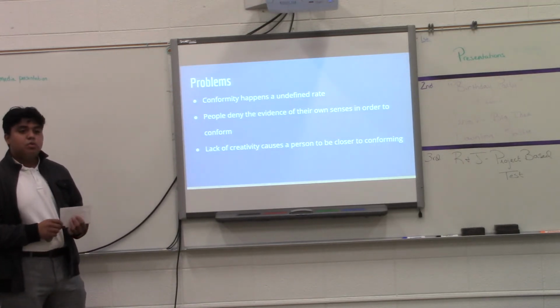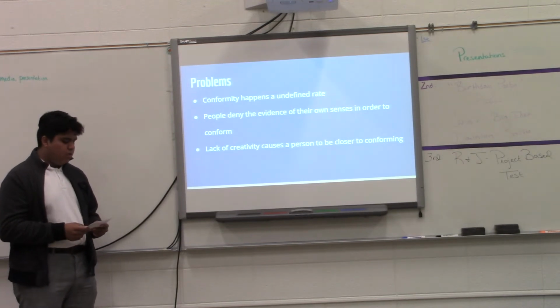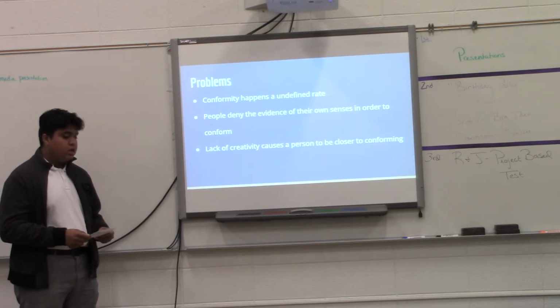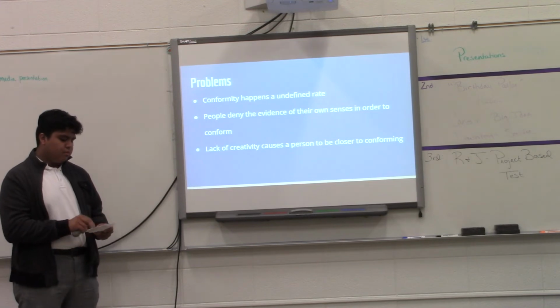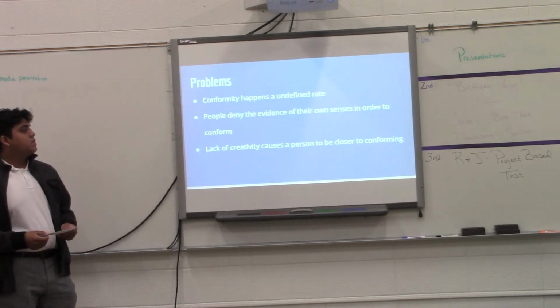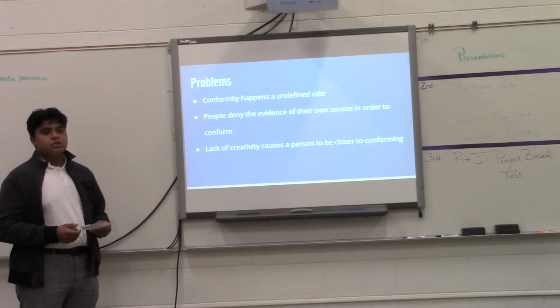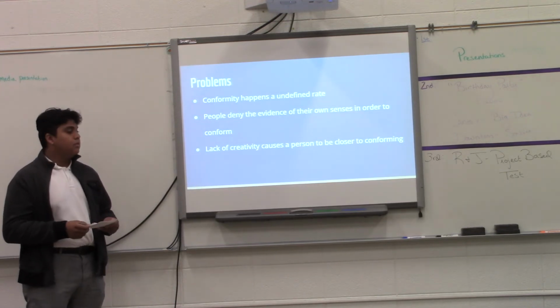The problem that conformity has is that it happens at an undefined rate. It could go from 3 days to 3 years to 30 years, says psychologist Jeremy Dean, a doctor at the University of London in England. Many people deny their evidence, or the evidence of their own senses, in order to conform. They deny their own persona to conform to society, to fit into that bubble.